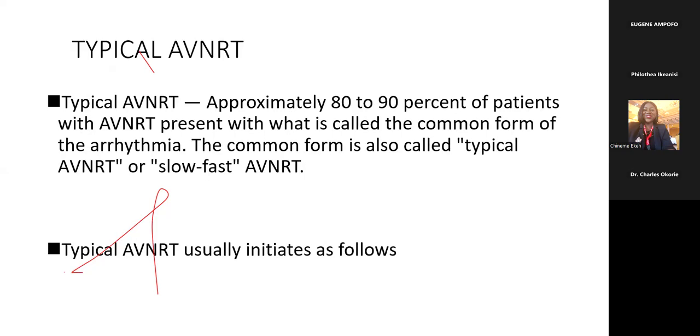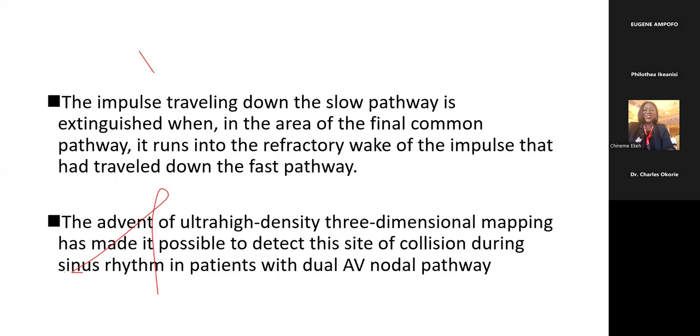So it's just trying to tell us that in patients with this dual AV nodal pathway, the fast pathway runs first and reaches its refractory period, then the slow pathway moves, and at the point that it meets the fast pathway, there is a collision of both of these pathways. Then ultra-high density three-dimensional mapping will make it possible to differentiate or to make this known.